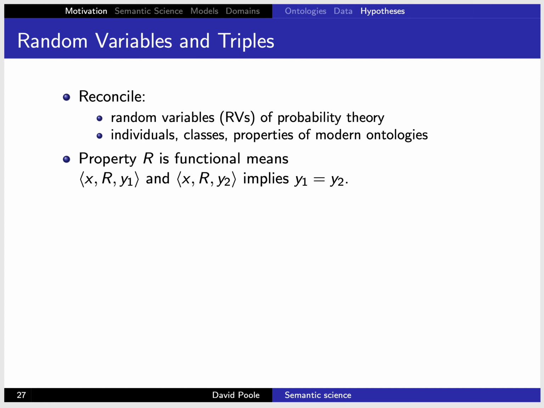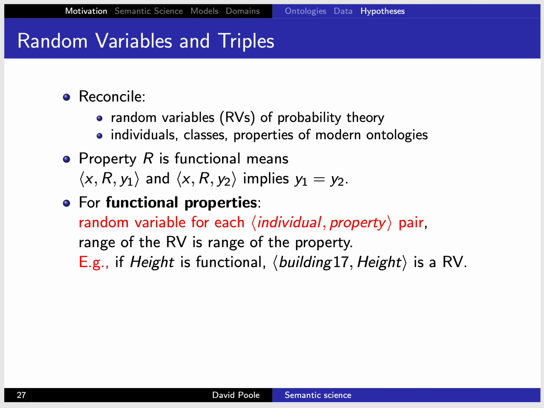Now, not all properties are functional. We're just going to treat functional properties differently. For functional properties, there's a random variable for each individual property pair, and the range of the random variable is the range of the property. So if height is functional and building 17 is the individual, the height is a random variable, and its domain might be the real numbers, the height in meters. Typically here we're going to put the individual and property as a pair, and make that into a random variable.